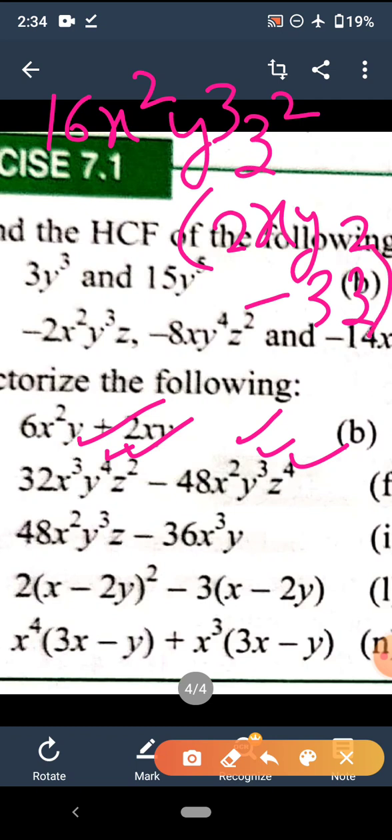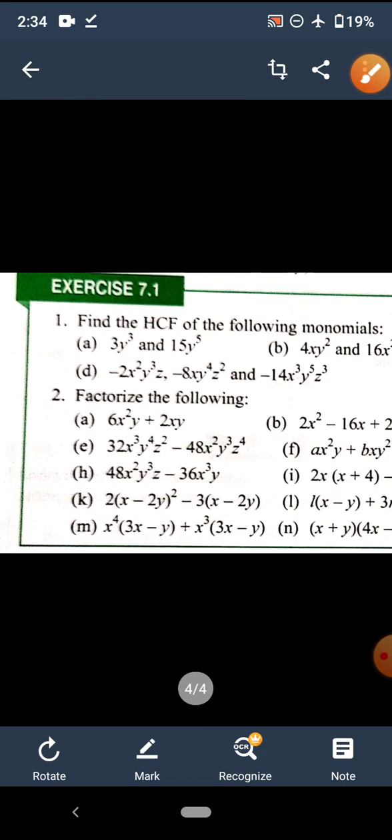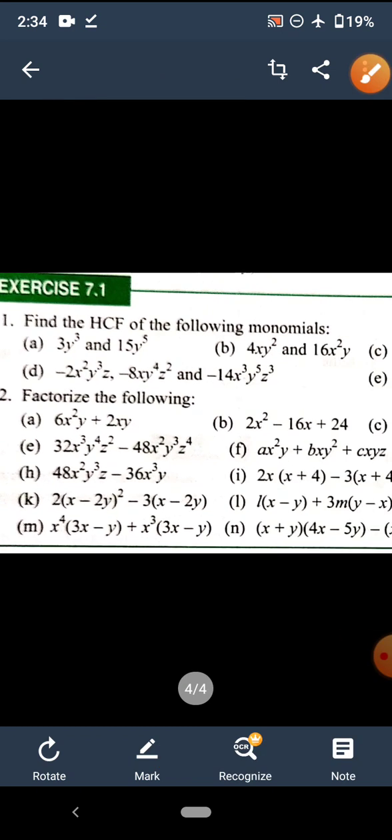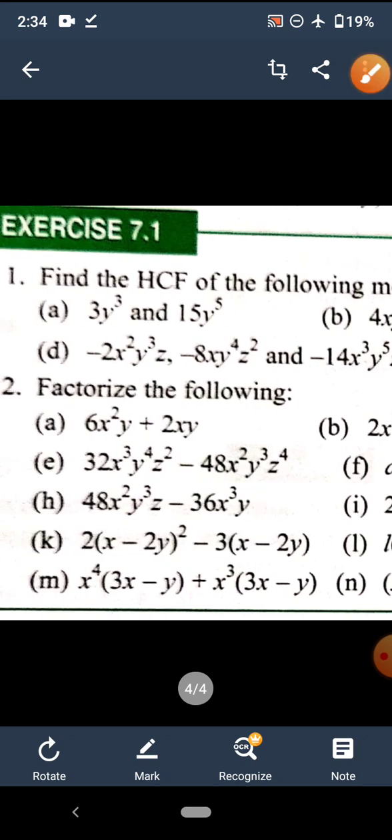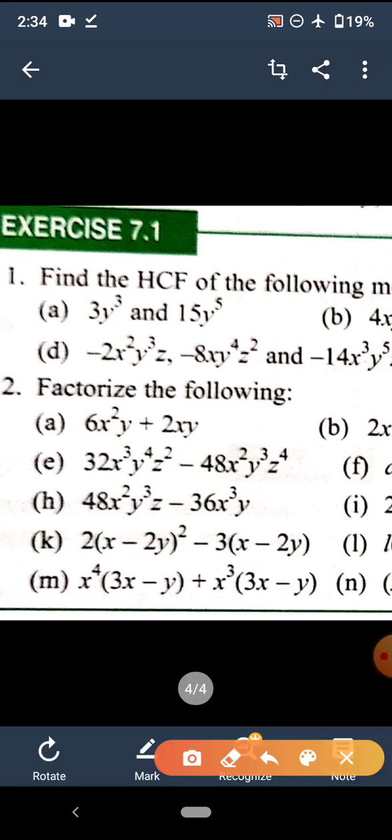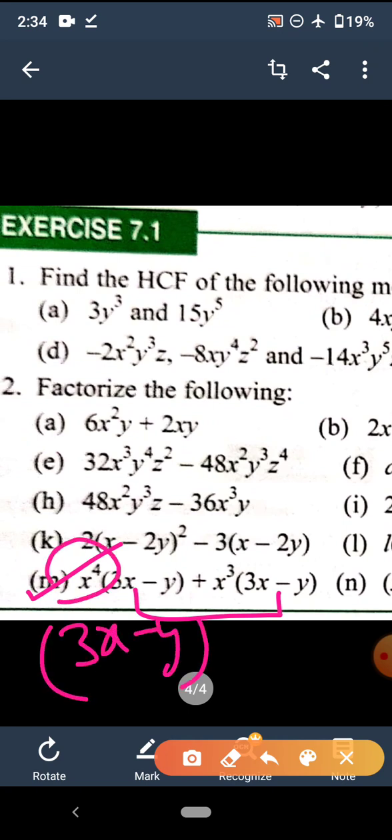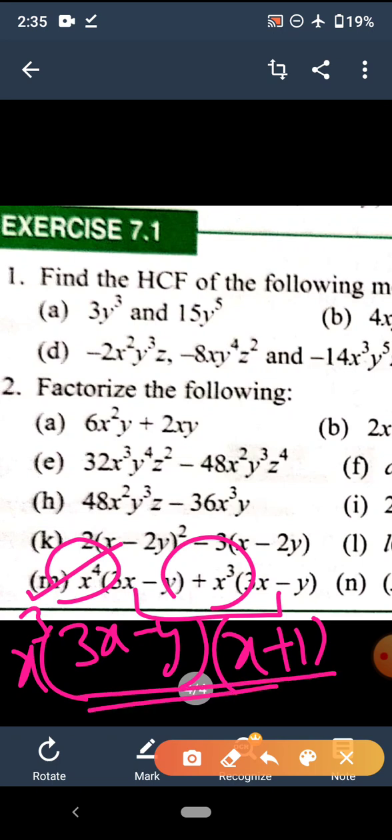Okay, so you just keep on breaking into the smaller parts, and you will be able to complete the sum. You can see the m part of this exercise. So here you can clearly see the common factors, that is 3x minus 5, and the least power of x, that is x 3. So what is left? X. Here 1. This is the answer.